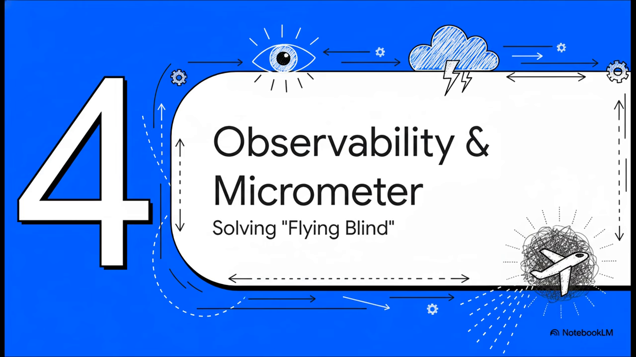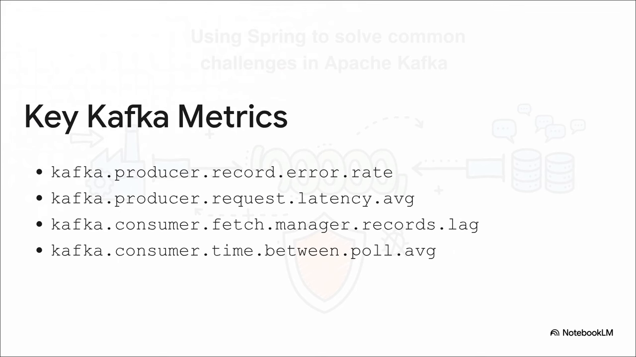All right, on to our next big problem. Now that our system is up and running, how do we actually know what it's doing? Because without good observability, you're just flying blind, and you won't spot problems until everything is on fire. So right out of the box, Micrometer, which is the metrics library that Spring uses, exposes a ton of really valuable Kafka metrics. But as you can see, their names can be a little, let's just say, cryptic.